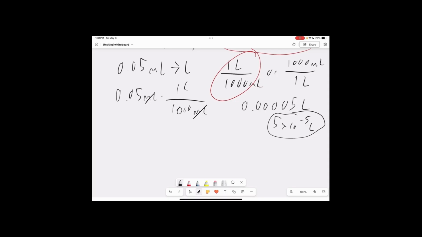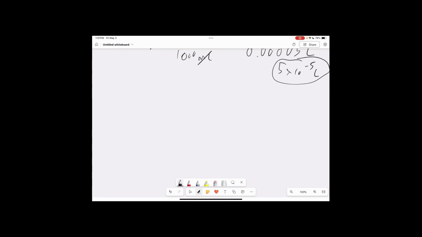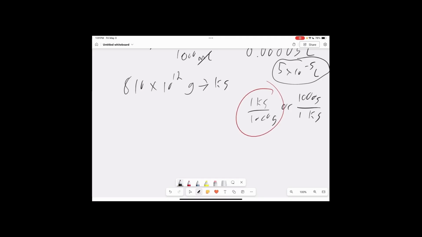Okay, so now we have the mass of Mount Everest, which is 810 quadrillion grams. So it's going to be 810 quadrillion. Quadrillion is going to be times 10 to the 12th grams. We want it in kilograms. So we know that 1 kilogram is 1,000 grams, which is the same as saying there are 1,000 grams in 1 kilogram. I want kilograms on top and grams on bottom, so we're going to use this version of that fraction. So I can say 810 times 10 to the 12th times 1 over 1,000.